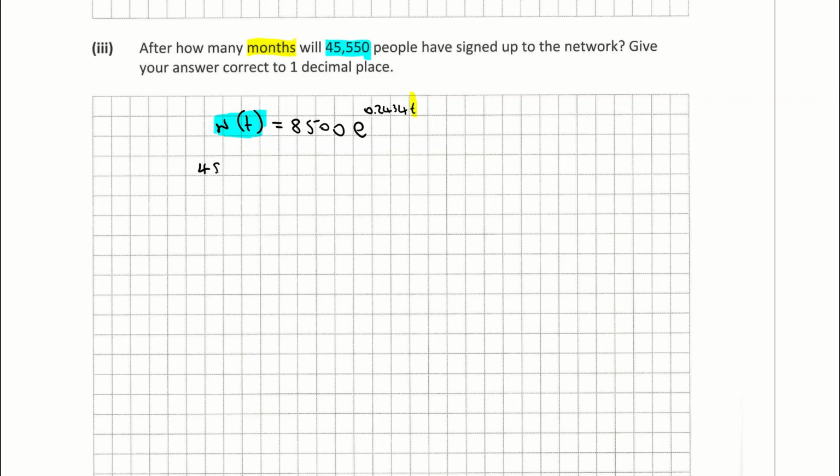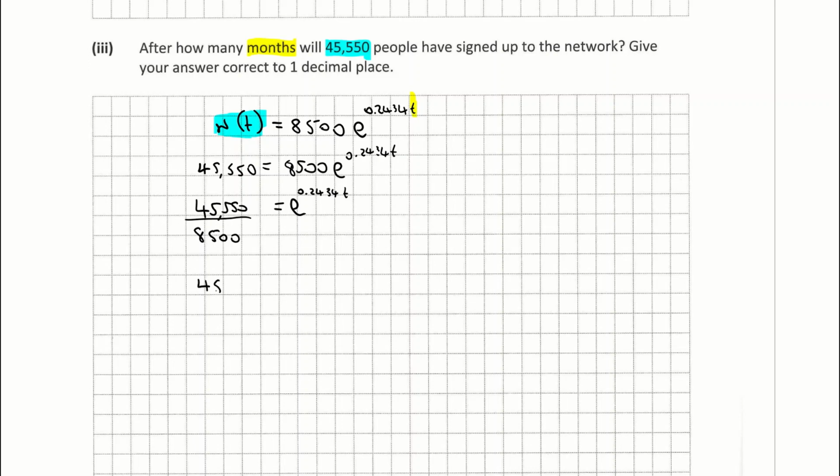So I have 45,500. It's very similar actually to part 1 of this question. You're using your logarithms here to solve for t. So let's just do it out. e to the power of 0.2434t. Let's get rid of that 8,500 first. So I'm going to divide across by 8,500. So that's going to give me 45,550 users divided by 8,500 users is equal to e to the power of 0.2434t.